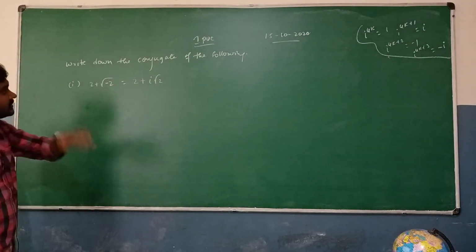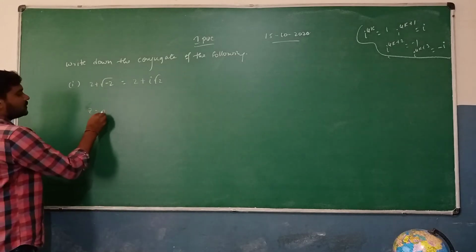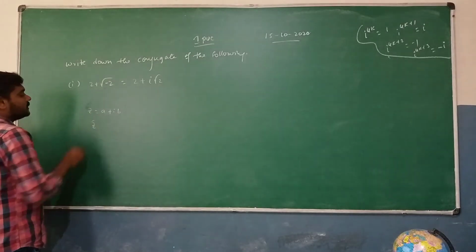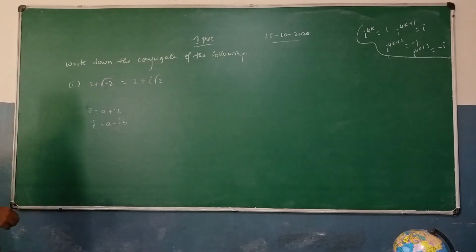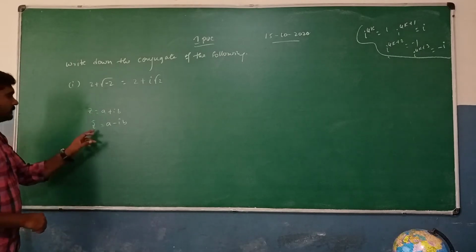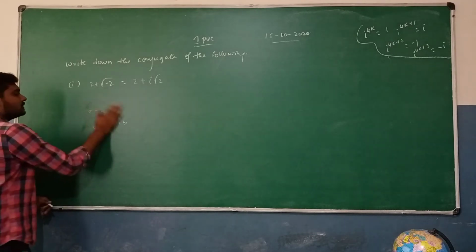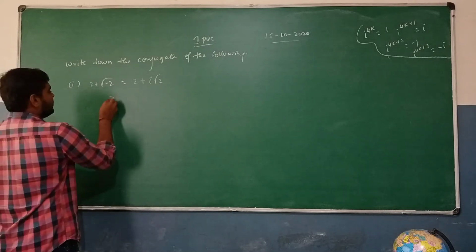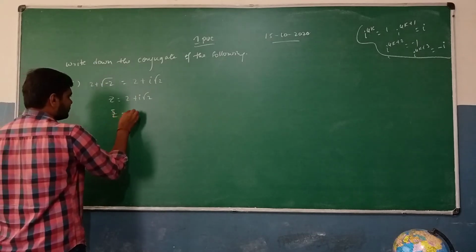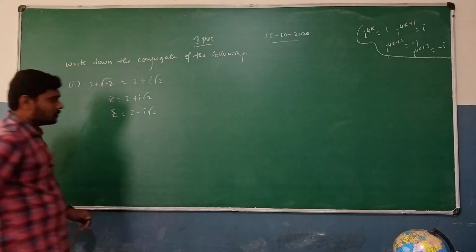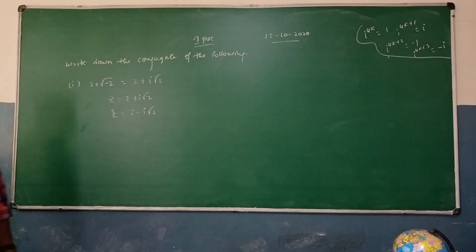So we need to express the conjugate of the complex number. Conjugate means, suppose z is equal to a plus ib, then the conjugate, which is denoted by z bar, is expressed in the form of a minus ib. We need to write this formula, okay? So z is equal to 2 plus i root 2. Then what is going to be z bar? z bar is equal to 2 minus i root 2. That's going to be the conjugate of the complex number.